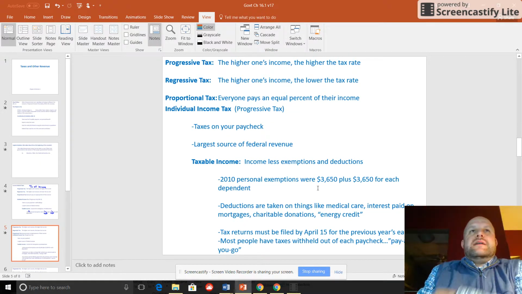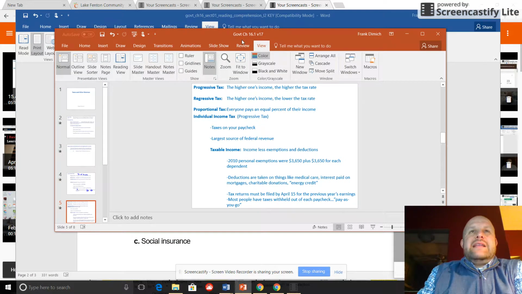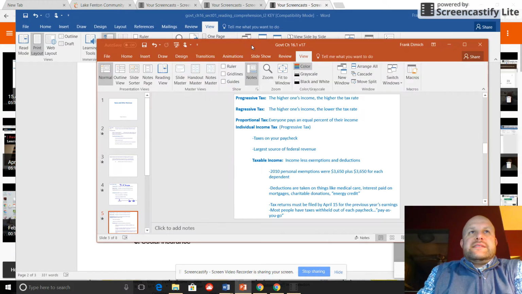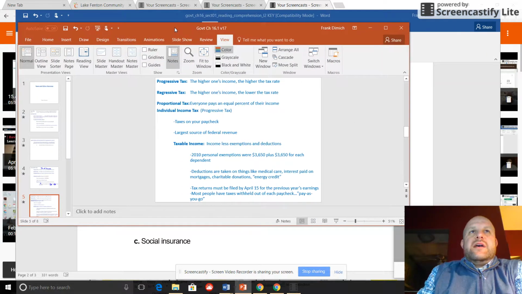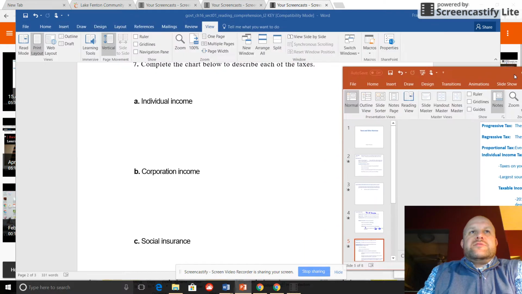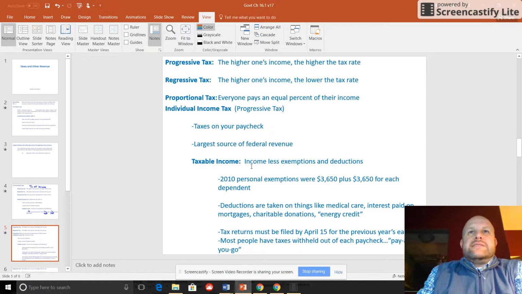So again, individual income tax. Taxable income. Taxes on individual income is a progressive type of tax. So for the individual income, you're writing this description down under individual income. These are, again, taxes on your paycheck. Taxable income is the largest source of federal revenue.